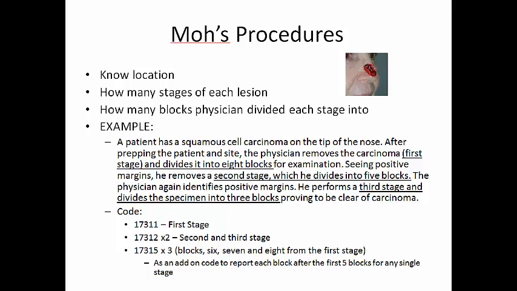17315, or an example, a patient had a squamous cell carcinoma on the tip of their nose. After prepping the patient, the physician removes the carcinoma, which is the first stage, divides it into 8 blocks for examination. Seeing positive margins, he moves to a second stage where he divides it further into 5 blocks. The physician again identifies positive margins. He performs a third stage and divides the specimen into 3 blocks, proving that it's now clear of cancer.